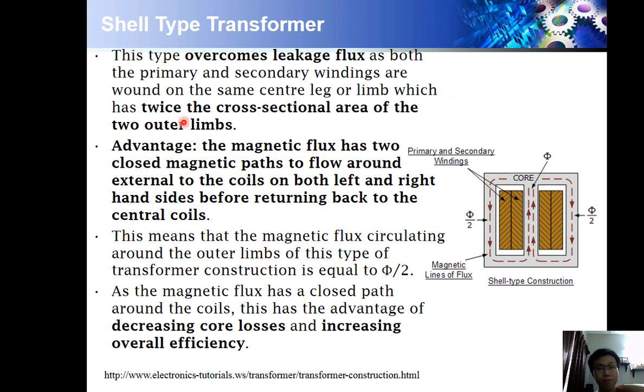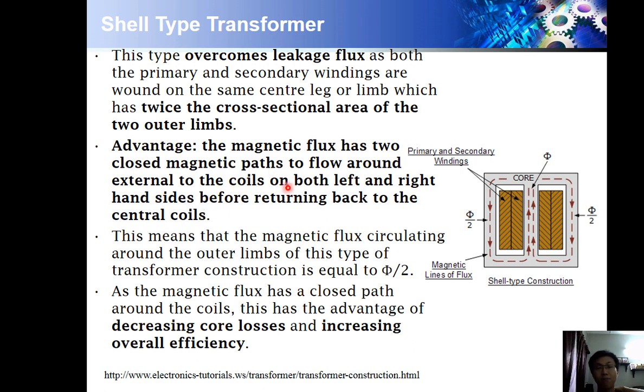But it has twice the cross-sectional area of the two outer limbs, which means if, let's say, the length here is 10 cm, here will be 5 cm. Because I just need half of the flux flowing through the outside. However, I need 2 times the flux flowing inside here. So if let's say I have a 2 cm length here, the center one must be at least 4 cm.